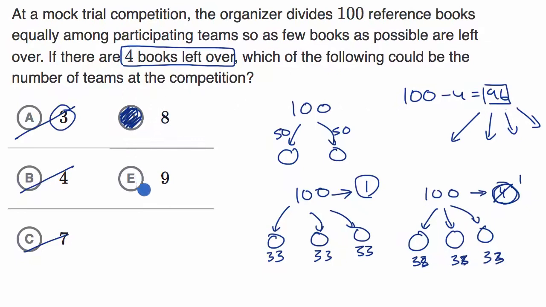And then last but not least, is 96 divisible by 9? No, 9 times 10 is 90, 9 times 11 is 99, so 96 divided by 9 would be 10 point something, so we would rule that one out as well.